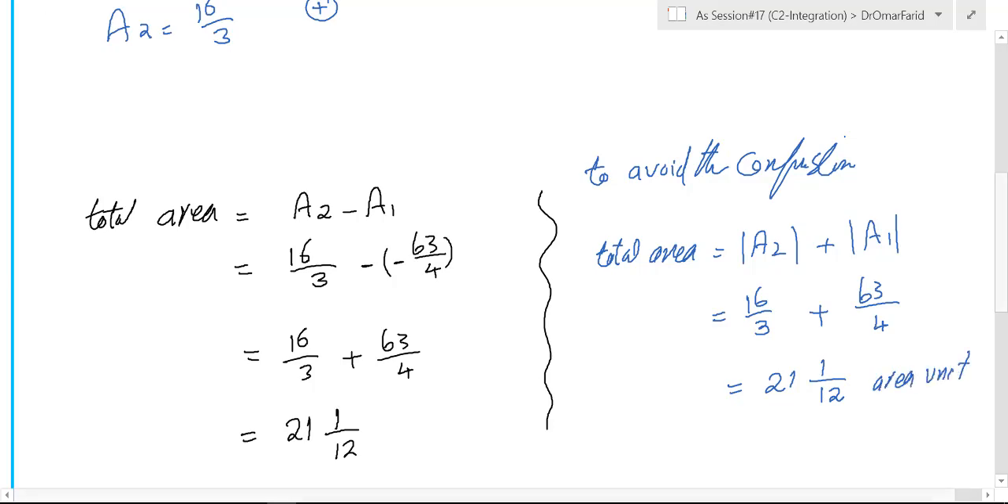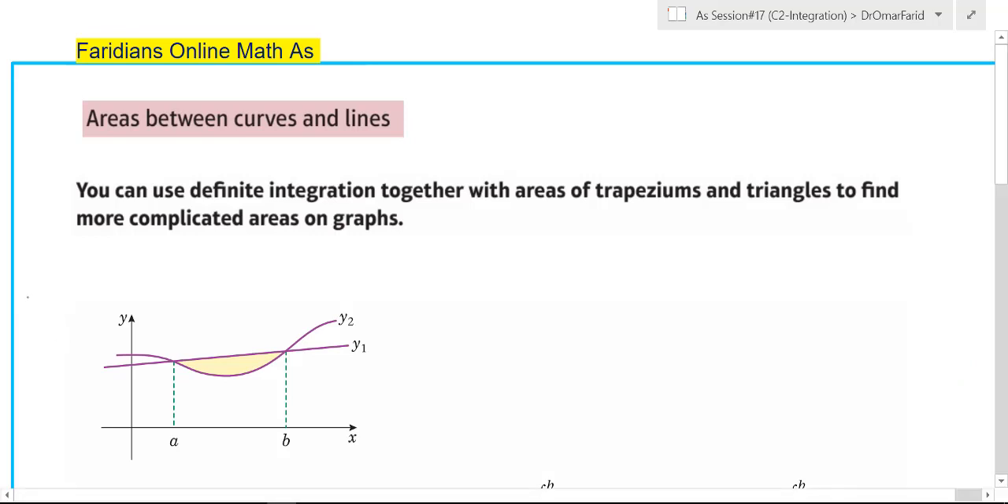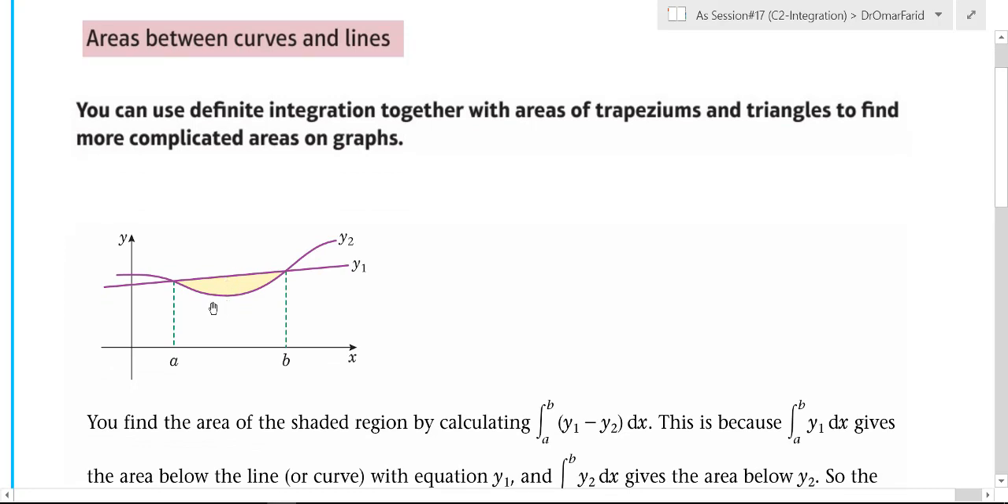Okay, now we'll move to another application of integration, and we have said before that we can use definite integration to find the area bounded between a curve and a straight line. And also, for your information, you can use integration as well to find the area bounded between two curves. But this point is beyond the scope of your study in C12. You can study it in C34.